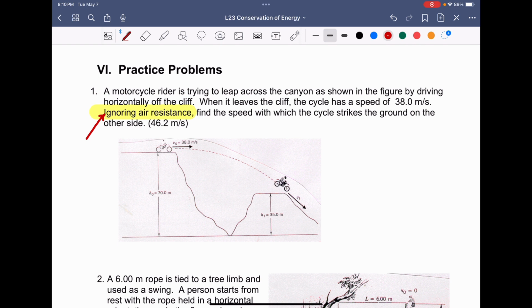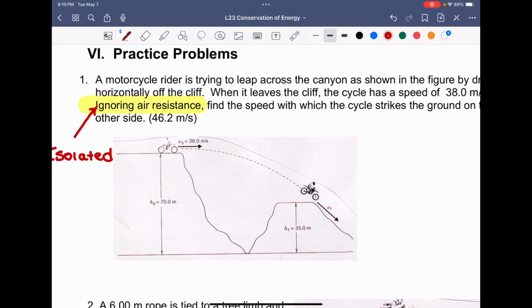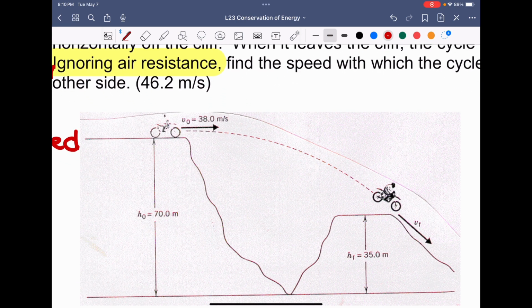So I'm going to fill that in here. This means isolated, meaning there's no work done due to friction, heat, or air resistance. Find the speed at which the cycle strikes the ground on the other side. Right away, this kind of looks like a projectile motion problem, which you might be tempted to solve like that, but let's not for now.